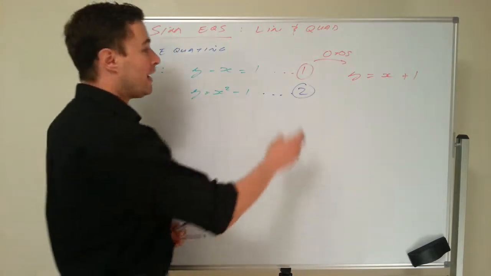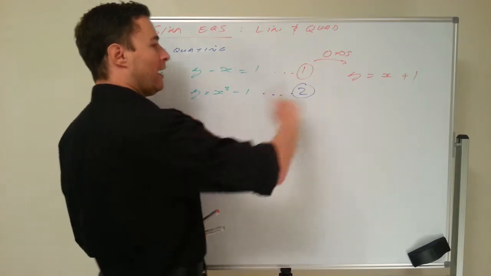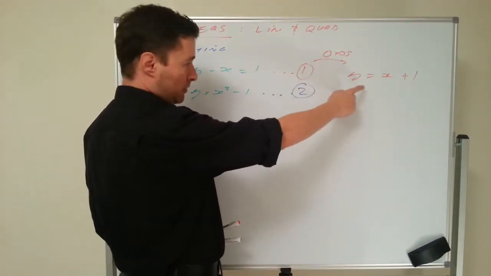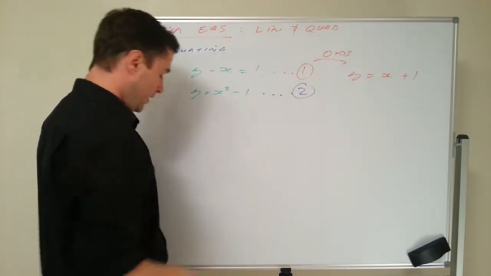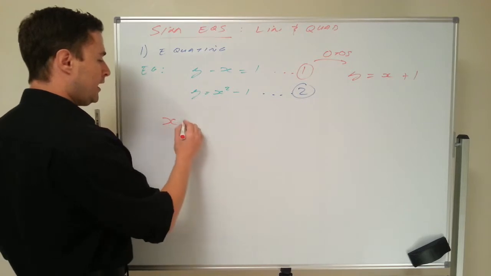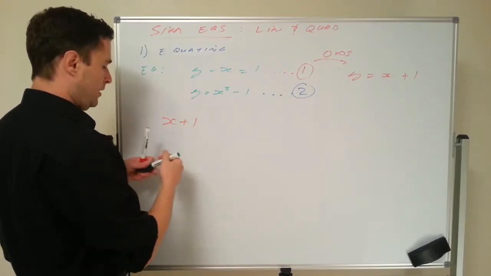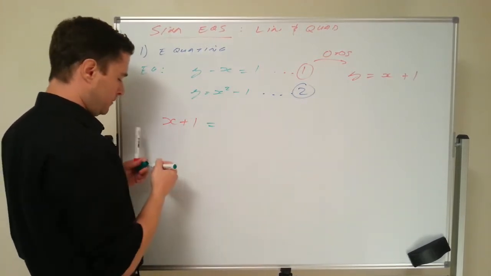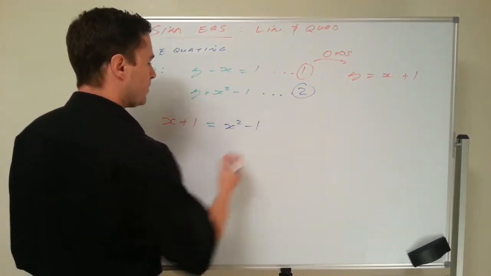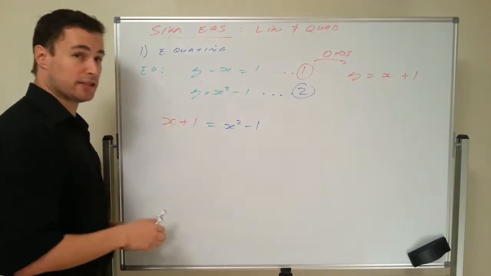So now instead of using this one and this one, I'm going to use this one and this one. These two are exactly the same. So I'm going to use the red one and this one. And what I'm going to do is equate the x parts: x plus 1 equals x squared minus 1. So you equate the x parts.